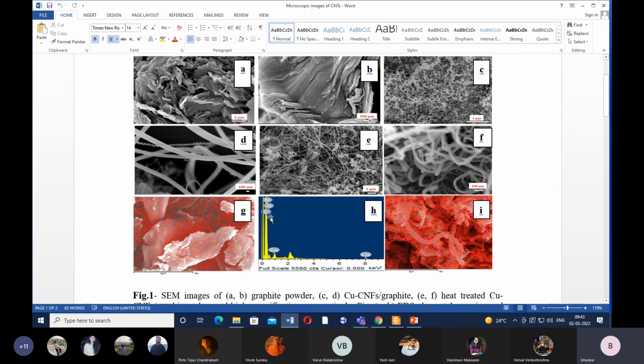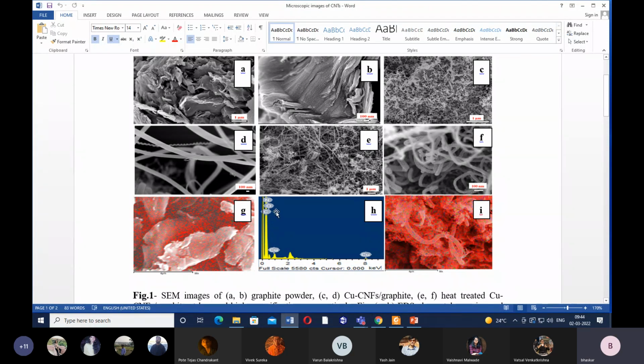Okay, so you can see carbon, oxygen, nitrogen, and copper. So where does copper come from? Copper comes from the copper nanoparticles. Okay, and carbon comes from the graphite. A little bit of nitrogen is also found in the graphite material.